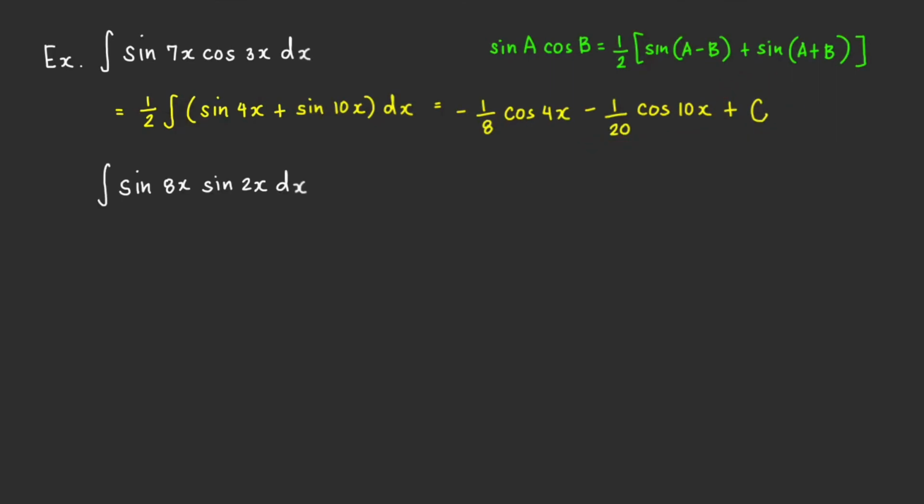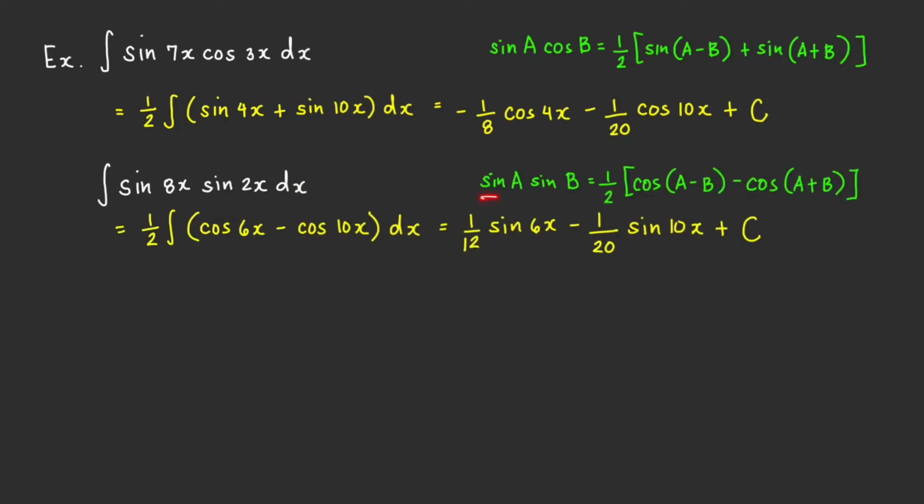Now let's have one more problem. So integral of sine of 8x sine 2x dx. So here we need to use the product identity for sine A and sine B. So we'll use sine A sine B equal to 1/2 of this difference, cosine of A minus B minus cosine of A plus B. So we'll get here cosine of 8x minus 2x, so that is 6x, minus cosine of 8x plus 2x, which is equal to 10x.